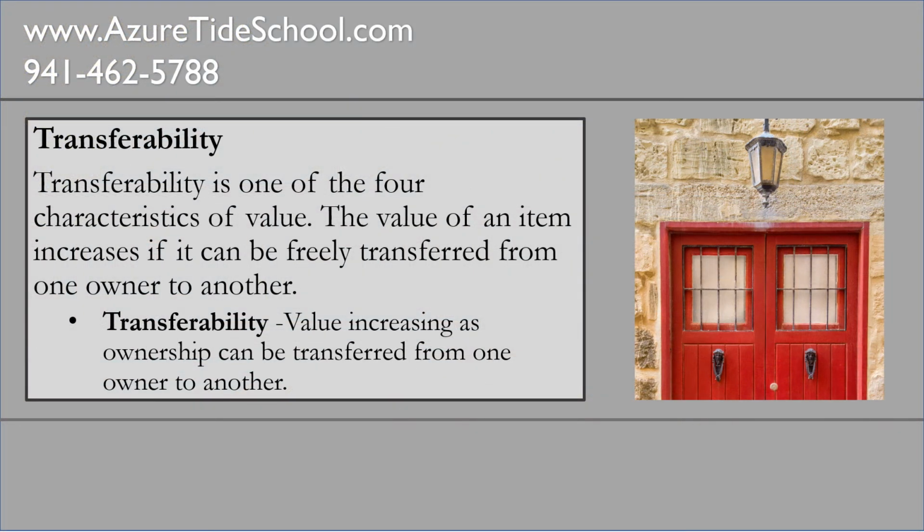Transferability. Transferability is one of the four characteristics of value. The value of an item increases if it can be freely transferred from one owner to another. Transferability is value increasing as ownership can be transferred from one owner to another.